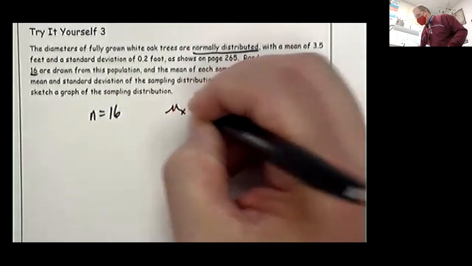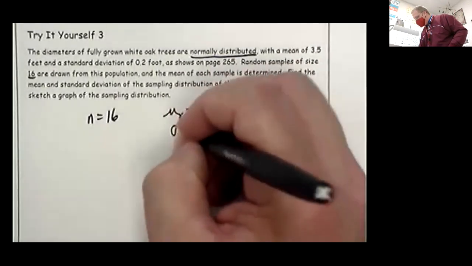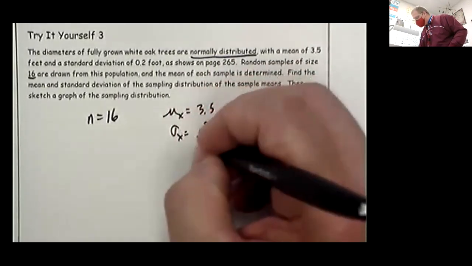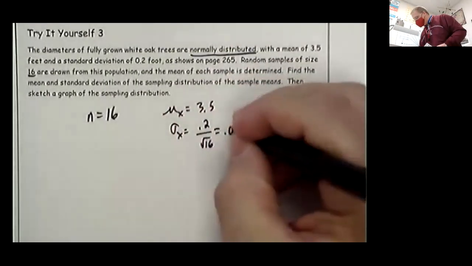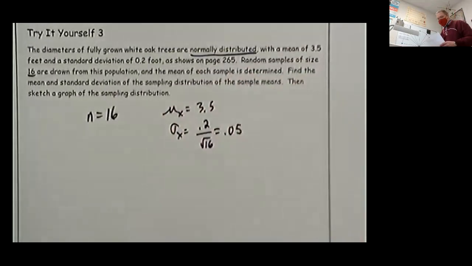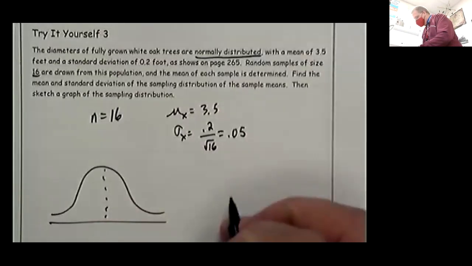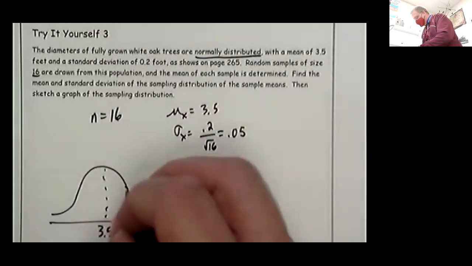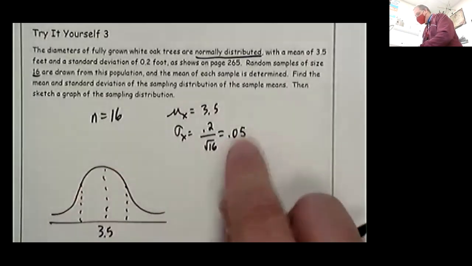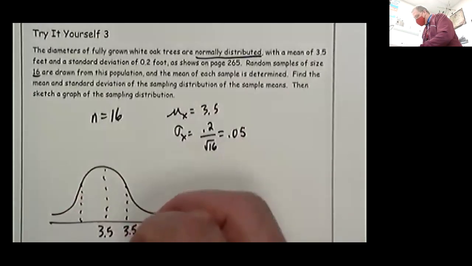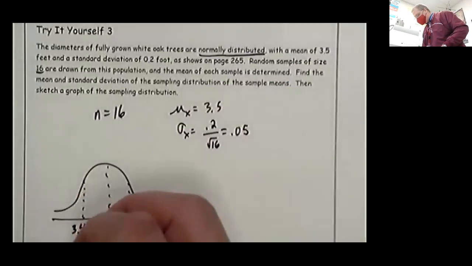Our mean then is the population mean, which is 3.5 feet. Our standard error of the mean is our sigma, which is 0.2 divided by the square root of 16. We're going to put that on our calculator. That is 0.05. Therefore, we want to sketch a graph. Our graph will be our normal curve. The mean goes in the middle. That's our 3.5. Our first deviation and our second deviation, we're going to add 0.05, not 0.5, but 0.05. That gets us 3.55, right? Think of this as 3.50. Subtract 5 gets us to 3.45.